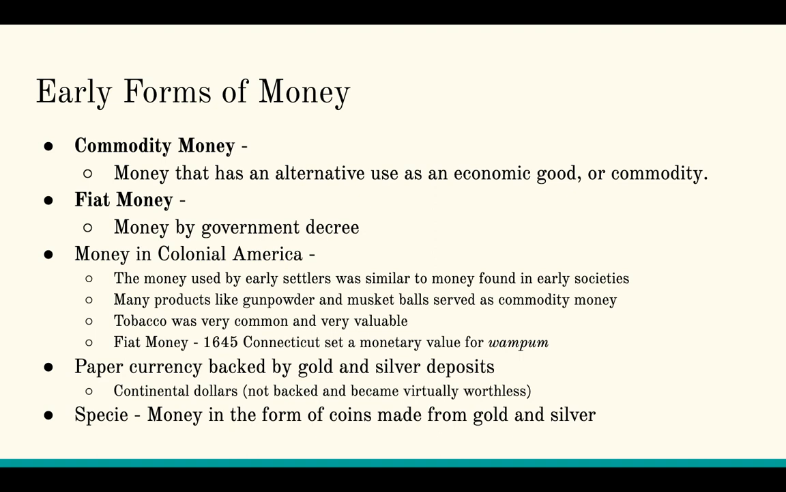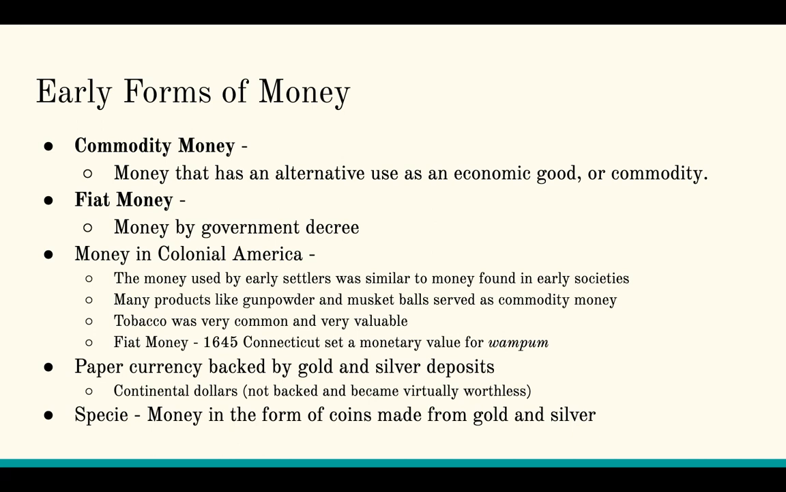It could be used to settle debts and make purchases, or it could even be used in alternative ways if necessary. So they had multiple uses more than just an accepted form of currency. A commonly accepted commodity money in colonial America was tobacco. Tobacco being very common, specifically in Virginia, and it was also very, very valuable as well.